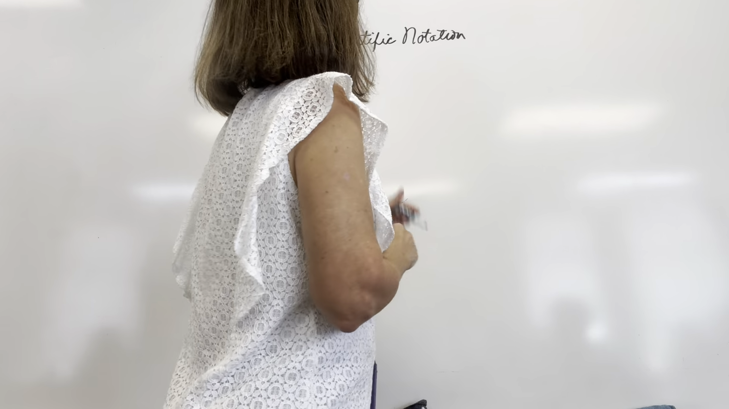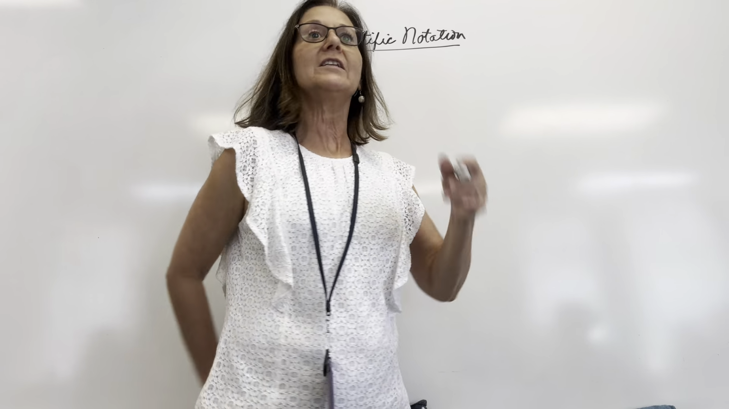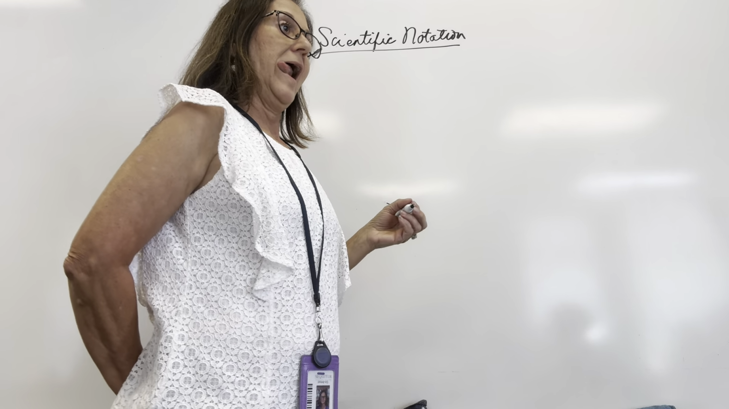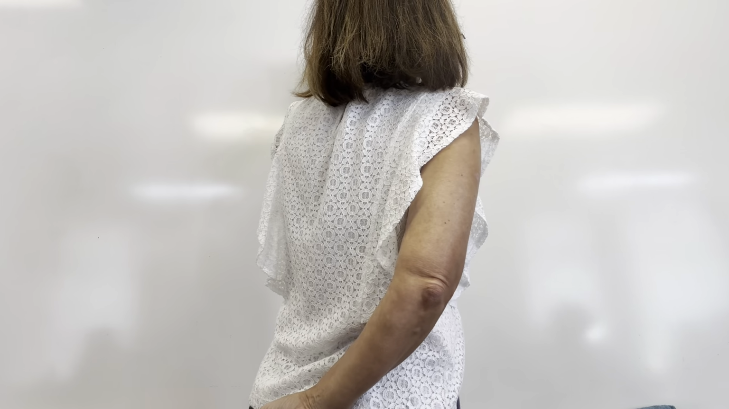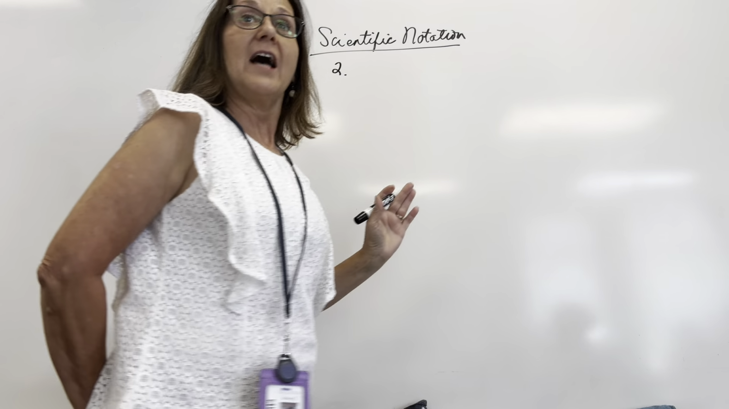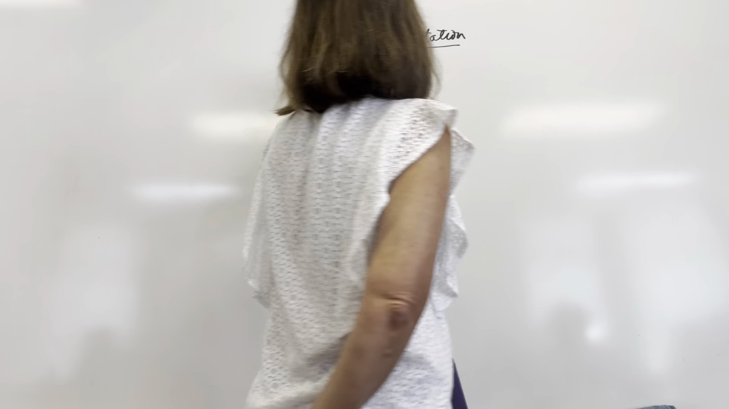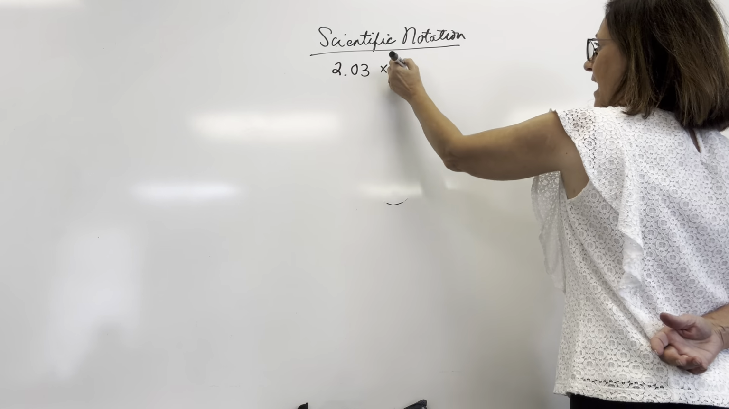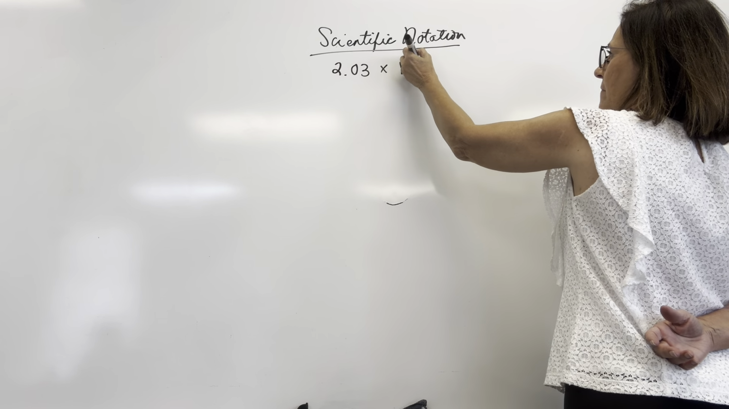Okay. What do you know about scientific notation? What's proper scientific notation? One number before the decimal. One number to the left of the decimal, right? Times 10 to some exponent.